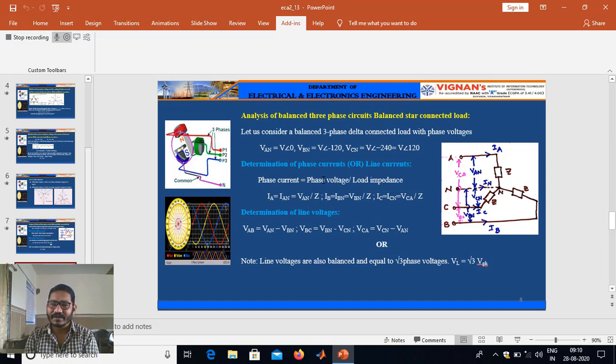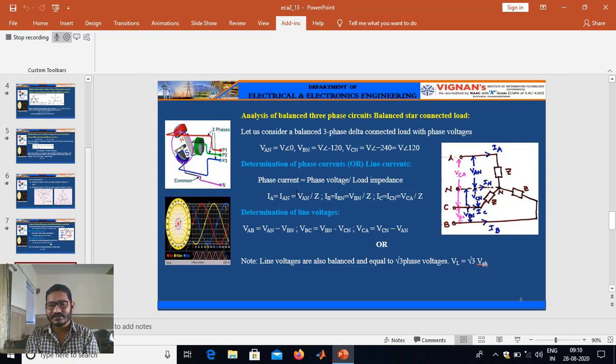Suppose you want to find the phase currents. For a star connected network, we have already derived that phase currents equal line currents. How will we derive the phase currents? Phase current equals phase voltage divided by load impedance. Here the phase voltage is VAN, which we have already considered. So now IA equals IAN, which equals VAN by Z. This is the phase current IAN.